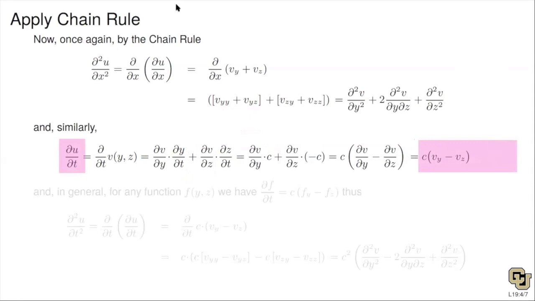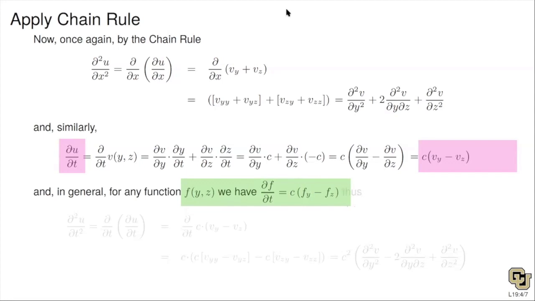We've actually learned a more generic fact than that. There's nothing special about v. We've learned a more general rule. So the more general rule we've learned is that for any function that's a function of the letters y and z, if you want to find its t derivative, then you do c times, take that function, take its y partial, minus the z partial of that function.